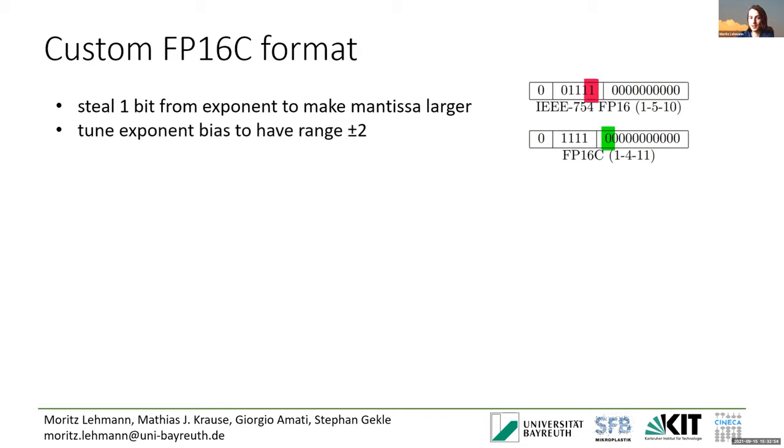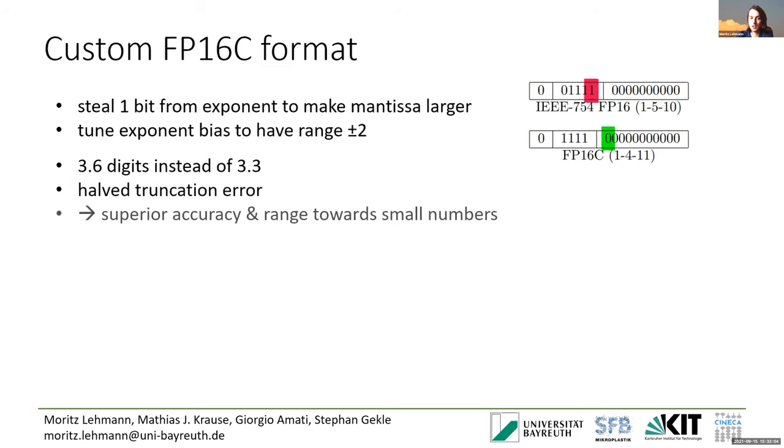Choose the number range to plus minus 2. So we tune the exponent bias accordingly, and we get 3.6 digits, so 0.3 digits more, half truncation error. So we have both superior accuracy and superior range towards small numbers compared to the IEEE format.